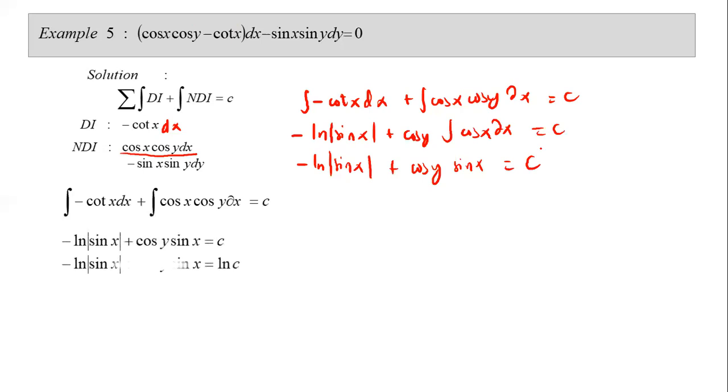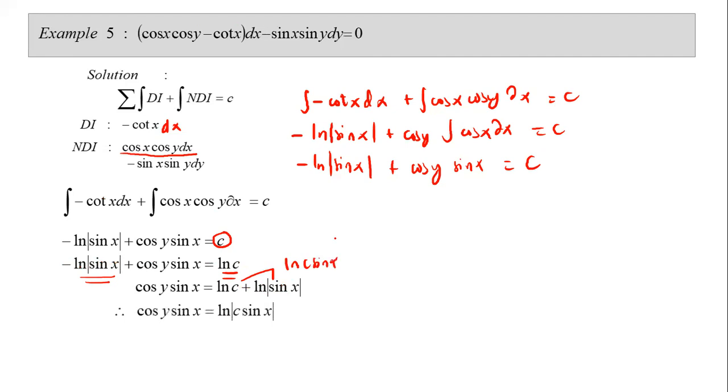Okay, and then I will let this c be ln c so that we can combine these two. All right, and then you now have cosine y sine x equals ln c. Then this negative ln sine x, you transpose it to the other side, so you have ln sine x. And then you use the logarithmic identity. This is equal to ln c sine x. All right, and that's the general solution of this differential equation.